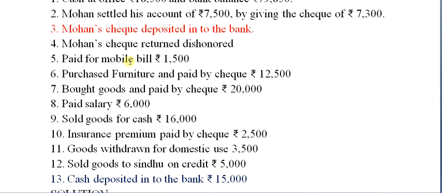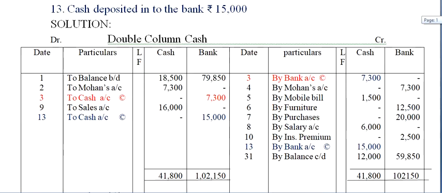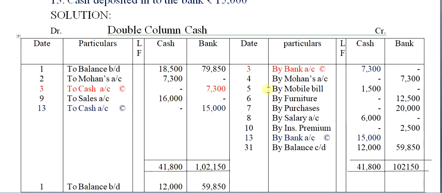Moving on to the next point, fifth point: paid for mobile bill rupees 1,500. When we pay the mobile bill, our cash balance reduces, so it should be taken under which side? Under the credit side. So fifth point, by mobile bill 1,500. Cash balance reduces here.